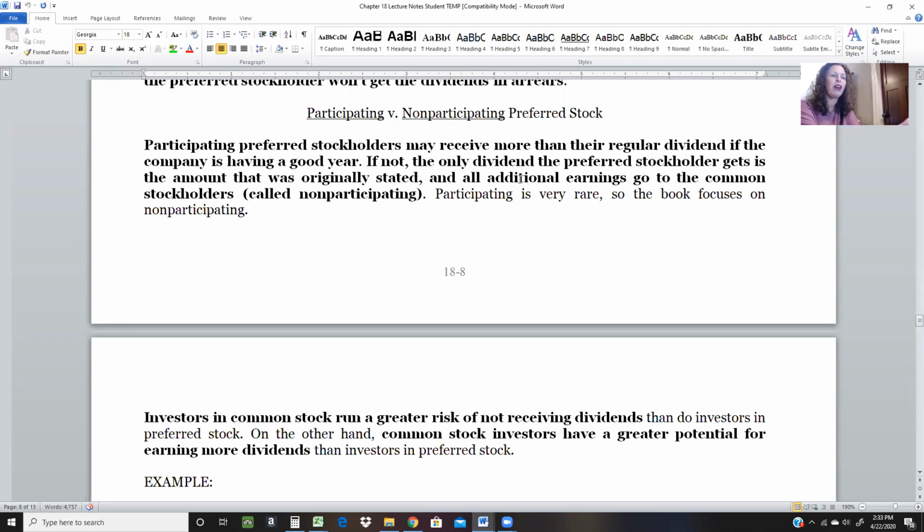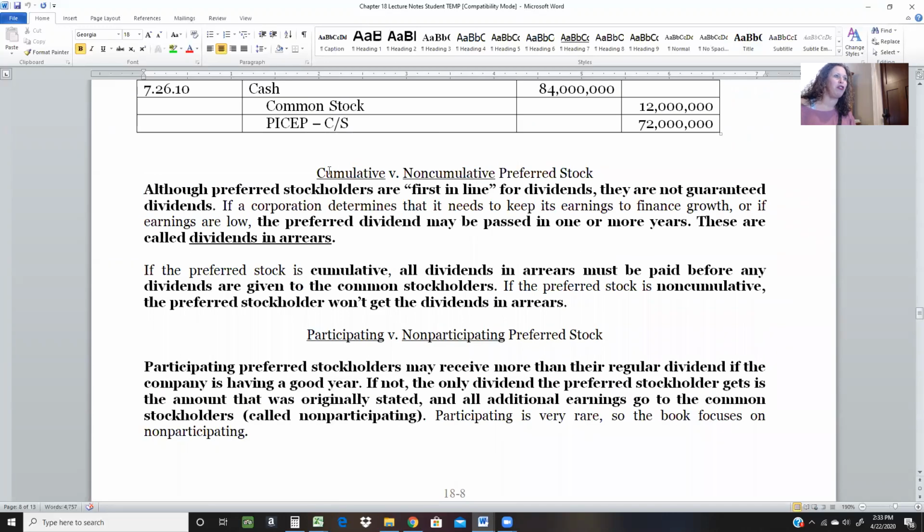Preferred stock, again, to refresh, is when they have preferential treatment in a certain category. Usually that preferential treatment relates to dividends and the payment of dividends. Participating says that you can receive more than your regular dividend amount. Non-participating means you can't. So basically, I should probably do cumulative versus non-cumulative first.